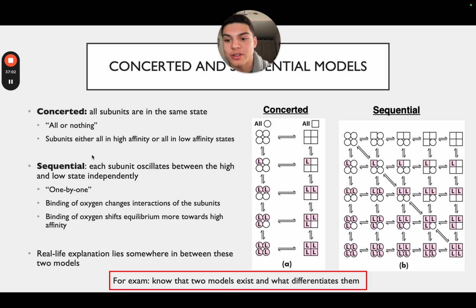And then sequential suggests that the affinity is not an all or nothing response. It could be individual subunits, right? And yeah, each subunit oscillates between the high and low states independently, one by one, and the binding of oxygen changes interactions of the subunits, and binding of oxygen shifts equilibrium more towards high affinity.